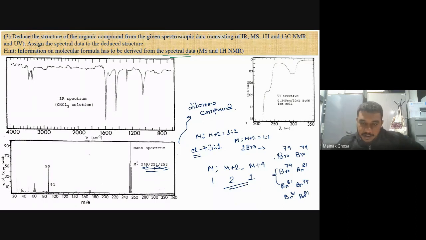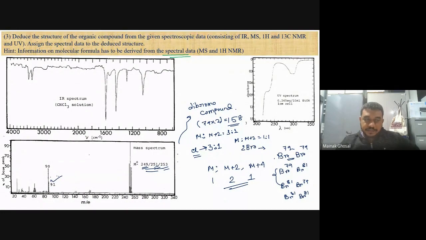What will be the atomic weight of bromine? Bromine's weight is 79 or 81. So for the first case, if in the mass spectrum you lost 2 bromine, how much will you lose? 79 times 2 is 158, right? Now if you subtract 158 from 249, you will be left with 91. So you can easily suspect that this peak is coming due to loss of 2 bromine atoms.